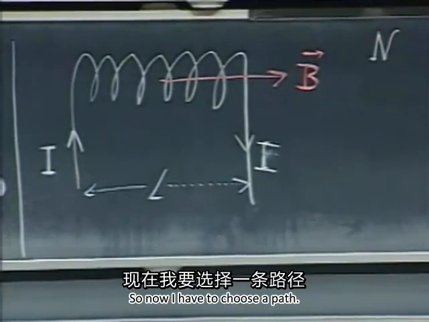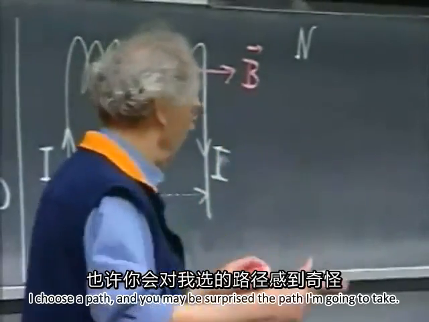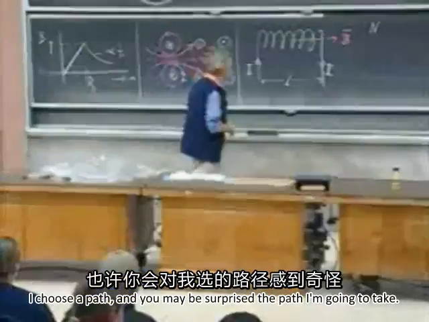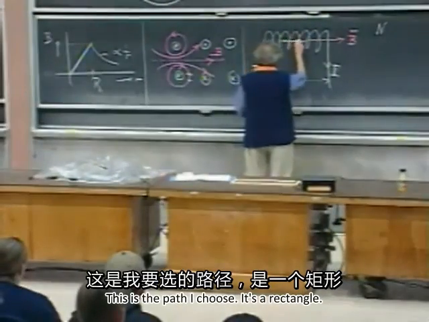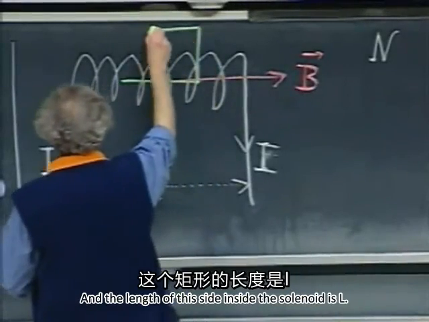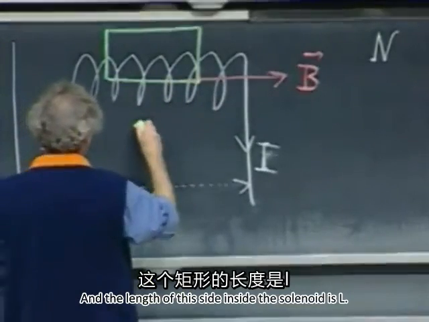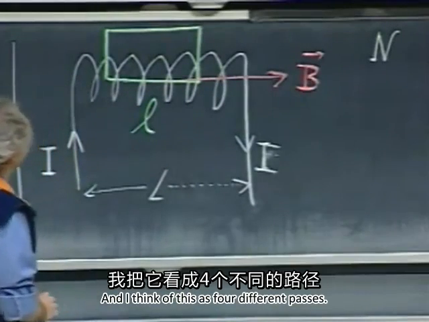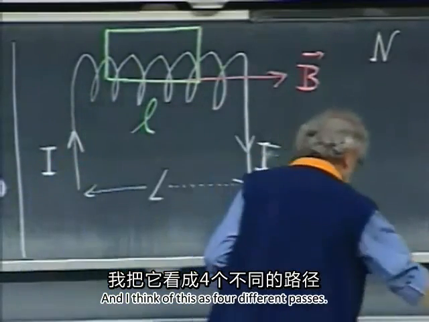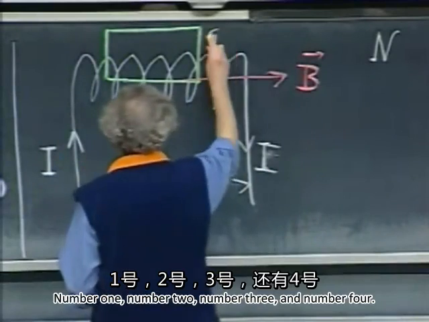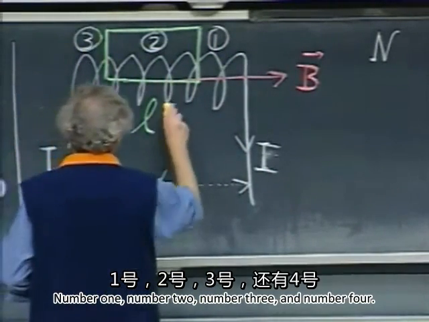So now I have to choose a path. I have to apply Ampere's law. I choose a path, and you may be surprised by the path I'm going to take. This is the path I choose. It's a rectangle. And the length of this side inside the solenoid is little l. And I think of this as 4 different paths: number 1, number 2, number 3, and number 4.